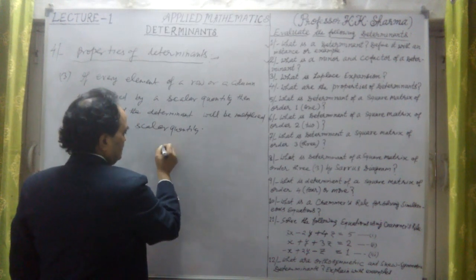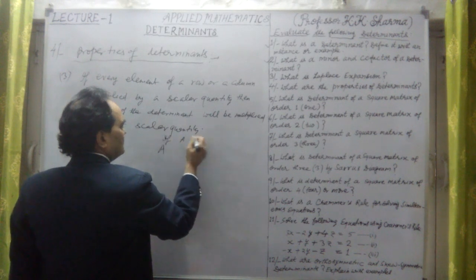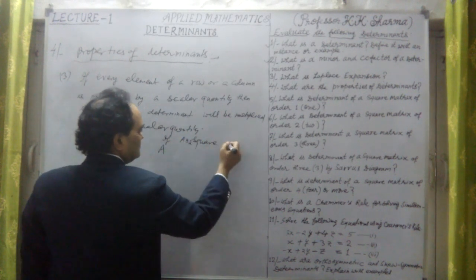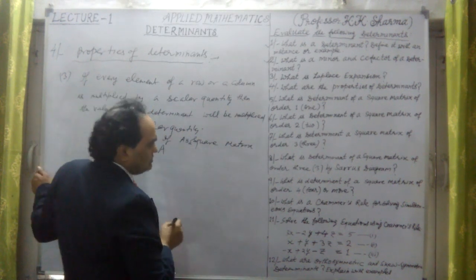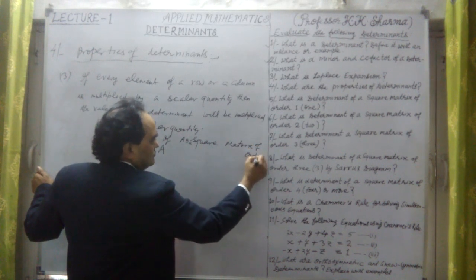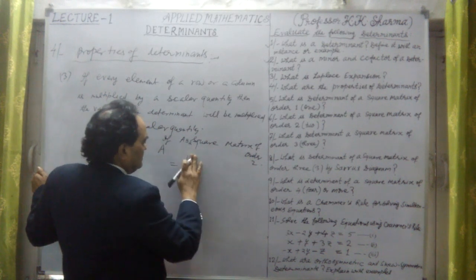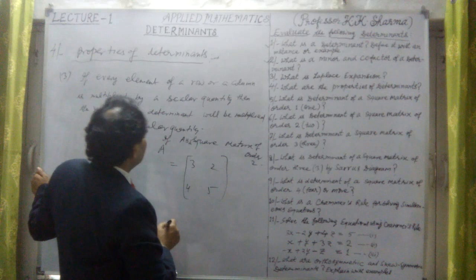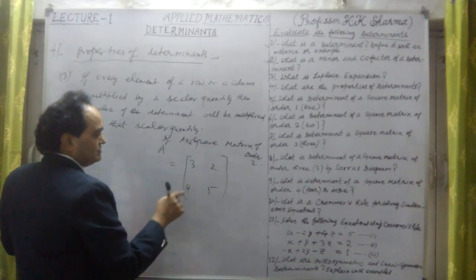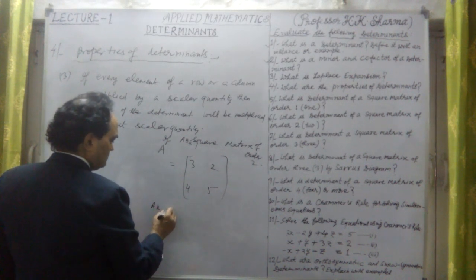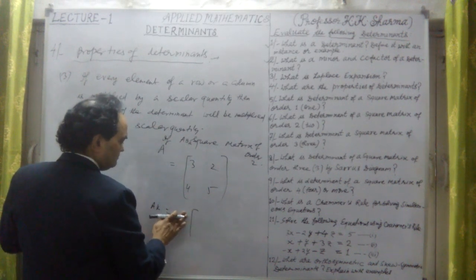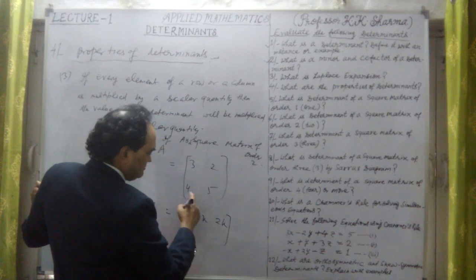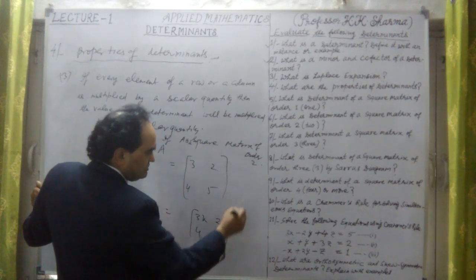Let me take here that if A is a square matrix, again I'll take a simpler example, a square matrix of order 2, where A is 3, 2, 4, 5. If I multiply this by a scalar quantity, let me take multiplying by K, then A into K is equal to 3K, 2K, 4, 5. The first row has been multiplied by K, the scalar quantity.